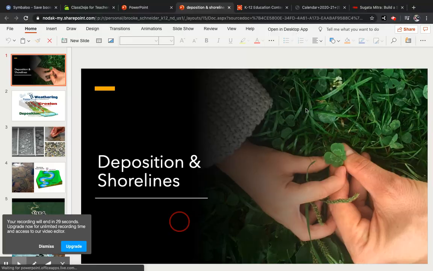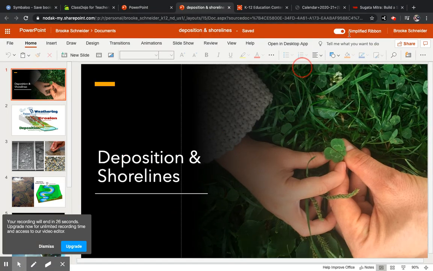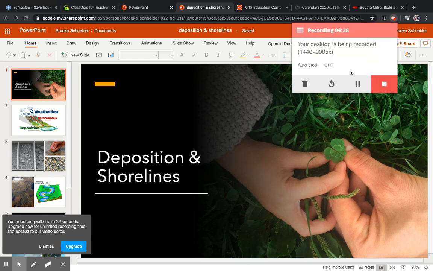And that is deposition. So that's the last in our unit of landforms and earth, and we'll just keep moving on next week.